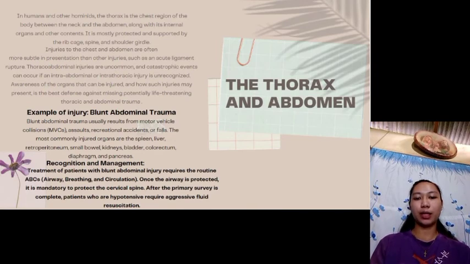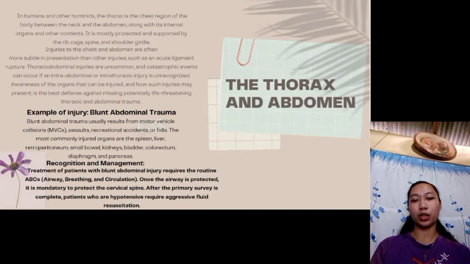The blunt abdominal trauma. So, blunt abdominal trauma usually results from motor vehicle collisions, MVCs, assaults, recreational accidents, or falls. The most commonly injured organs are the spleen, liver, retroperitoneum, small bowel, kidneys, bladder, colorectum, diaphragm, and pancreas. So, the most prevalent causes of blunt abdominal injuries are falls from great heights and attacks. So, here are the recognition and management of blunt abdominal trauma.